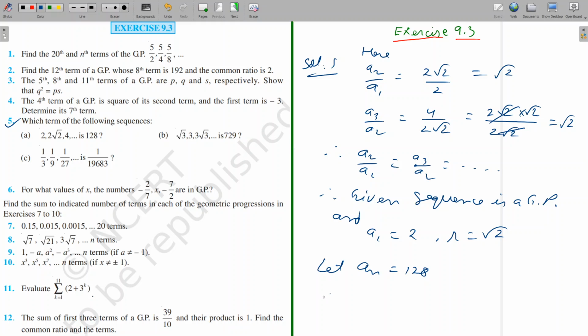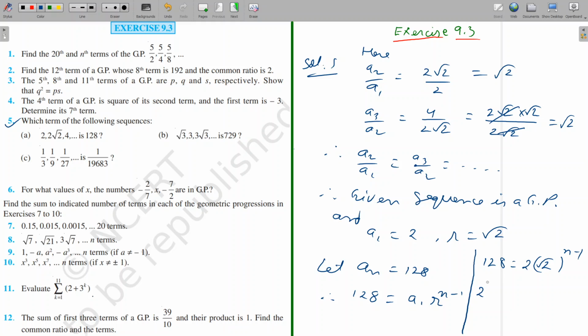128. Therefore we can say that 128 is equal to a1 into r raised to n minus 1. And let us solve this one. 128 equal to, we'll put the value of a1, that is 2. Then we'll put the value of r, that is root 2 raised to n minus 1. And this can be written as, 128 we can write as 2 raised to 7.